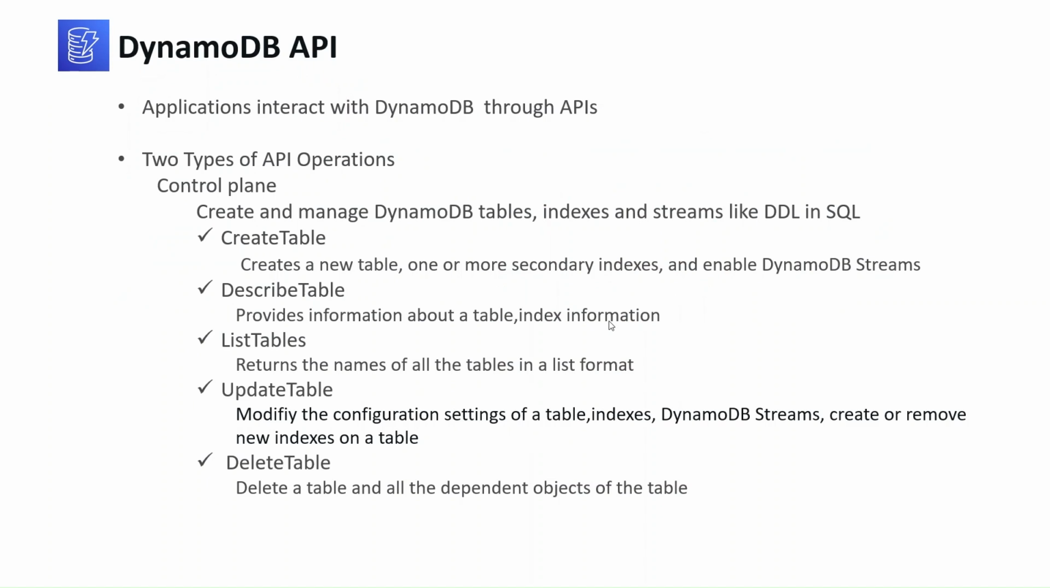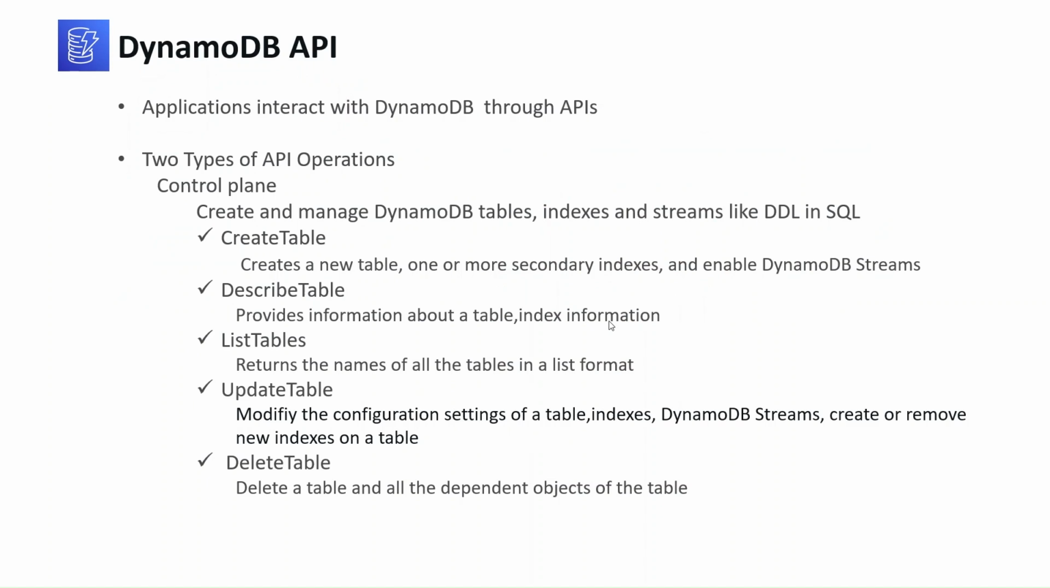Next, let's see about the DynamoDB API. DynamoDB APIs are used to interact with applications, and there are two types of API operations. One is control plane operation and the other is data plane operation. Control plane operations are used to create and manage DynamoDB tables, indexes, and streams, like DDL in SQL. Let's see control plane operation APIs one by one.